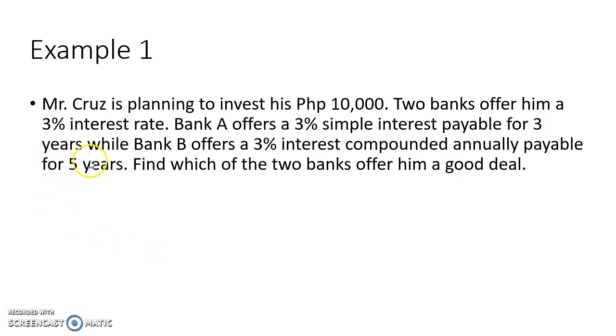Mr. Cruz is planning to invest his 10,000 pesos. Two banks offer him a 3% interest rate. Bank A offers a 3% simple interest payable for 3 years, while Bank B offers a 3% interest compounded annually payable for 5 years. Find which of the two banks offer him a good deal.